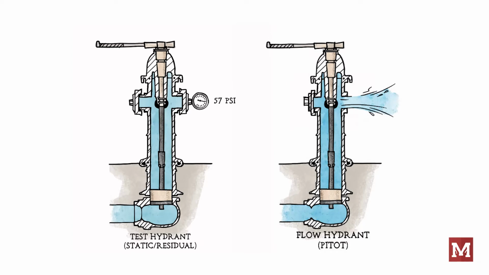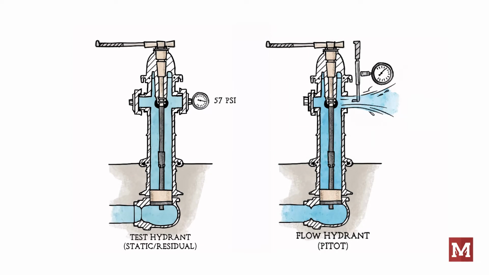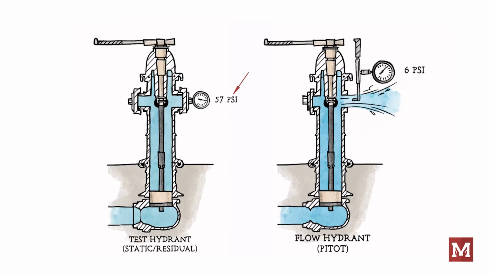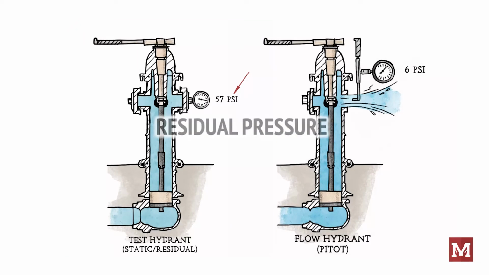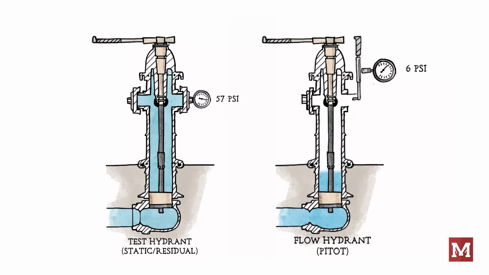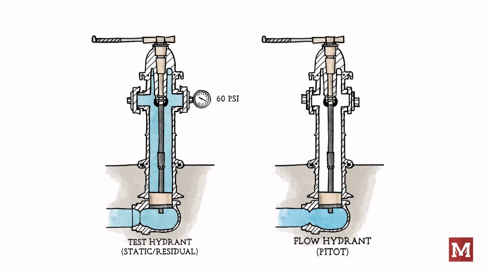At this flow hydrant, we measure the pitot pressure, which comes out to 6 psi, and simultaneously at this point in time, we take a pressure reading from our test hydrant. This pressure reading at the test hydrant is our residual pressure. In this example, our residual pressure is 57 psi. We then close out the test and slowly close the hydrants and clean up our mess. Hopefully we don't hurt any landscaping nearby.